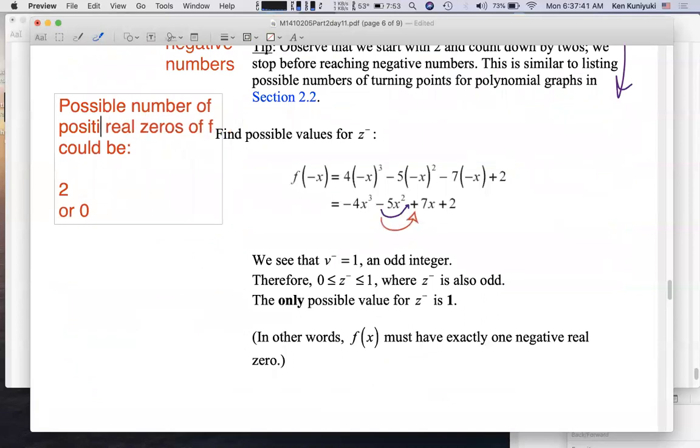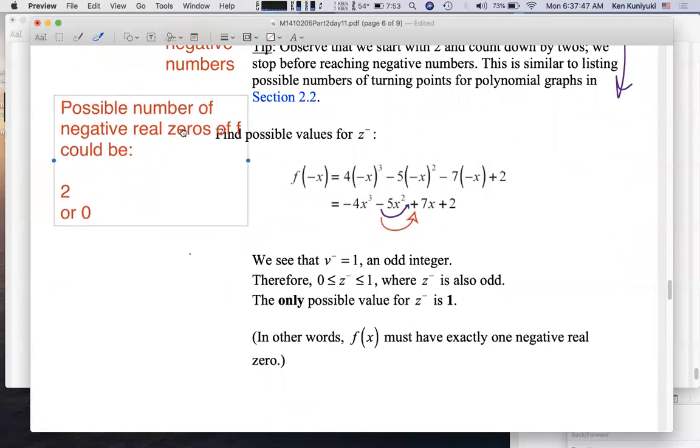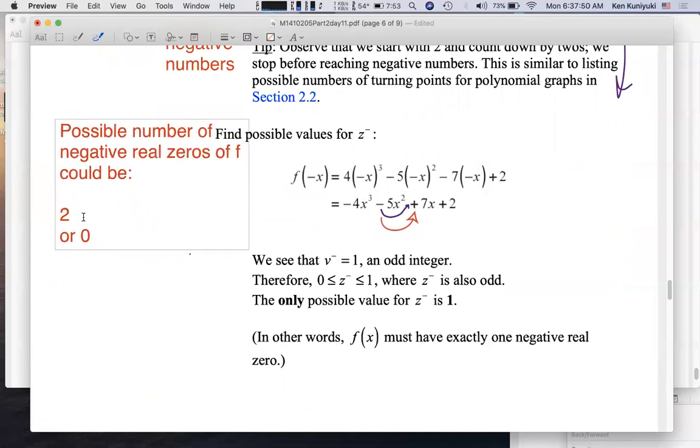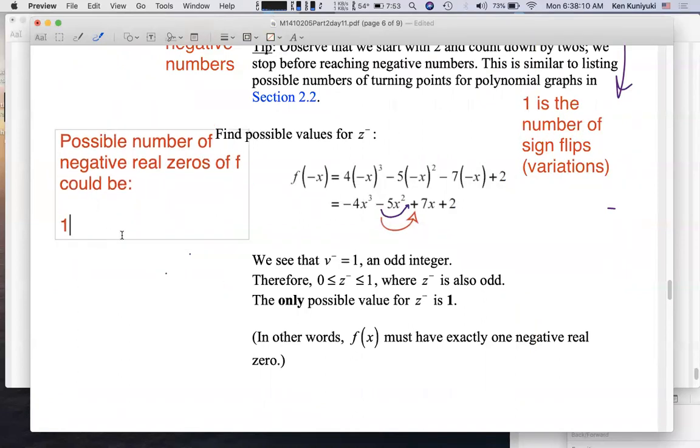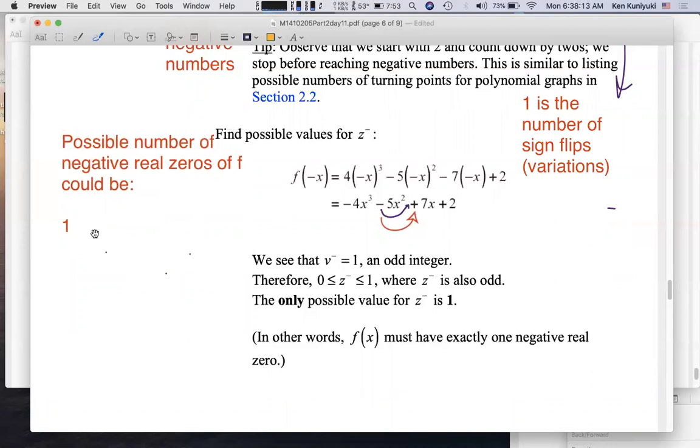The possible number of negative real zeros of f could be 1, the number of sign flips or variations we get here. It could be 1 or, well, we can't go to -1. So actually, Descartes' rule of signs is very informative here. We know that we have to have exactly one distinct negative real zero, and its multiplicity must be 1.